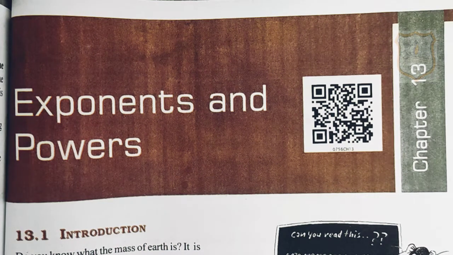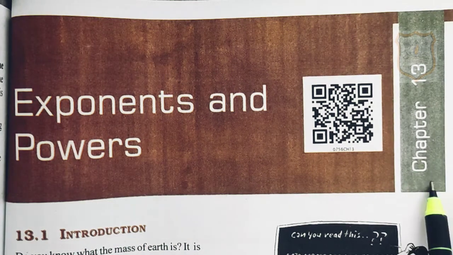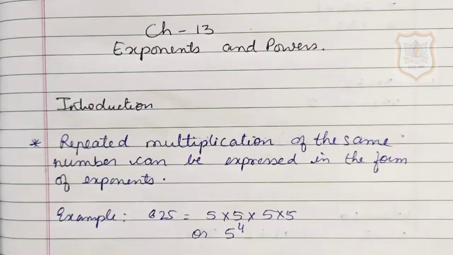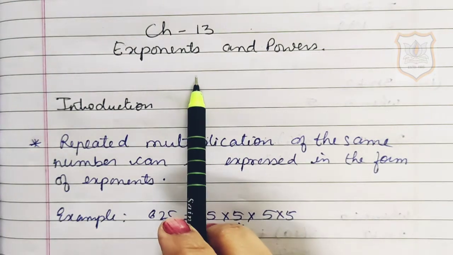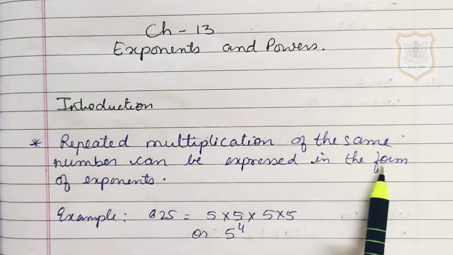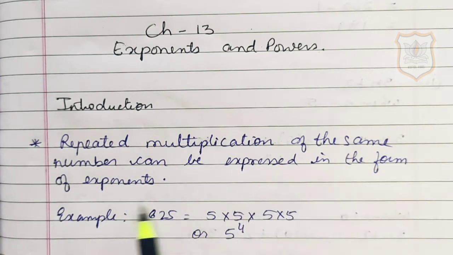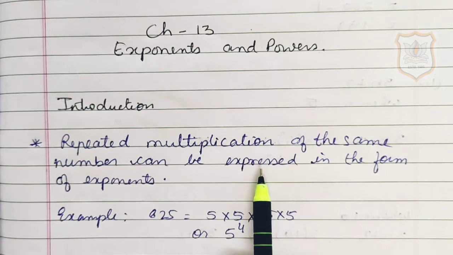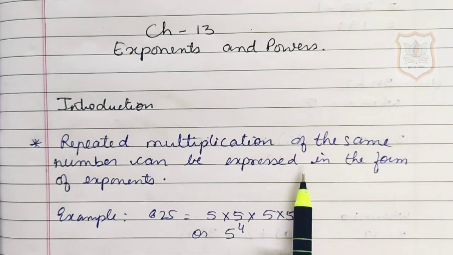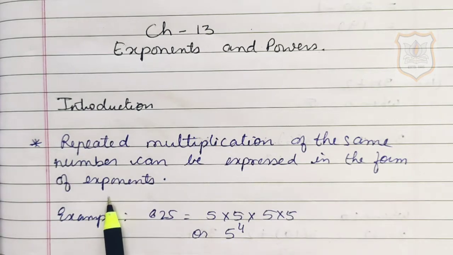Today we are going to start a new chapter, chapter number 13, exponents and powers. Students, let us start with chapter 13, exponents and powers introduction. Repeated multiplication of the same number can be expressed in the form of exponents. Students, if any number is repeatedly multiplied, that number can be expressed in the form of exponents.